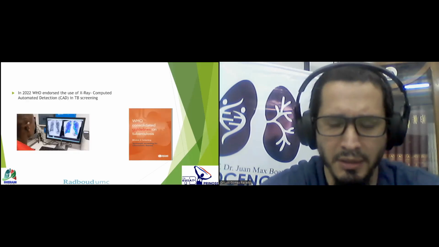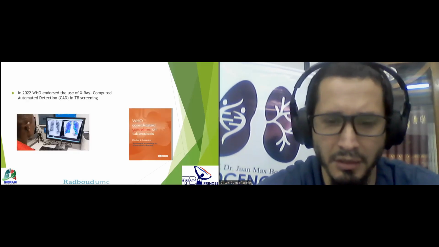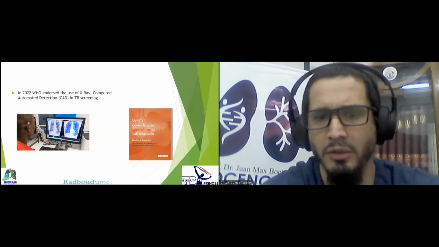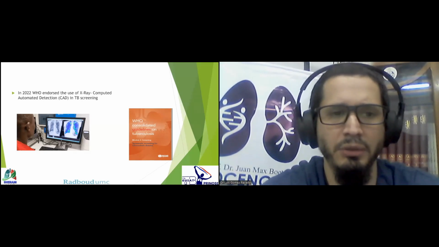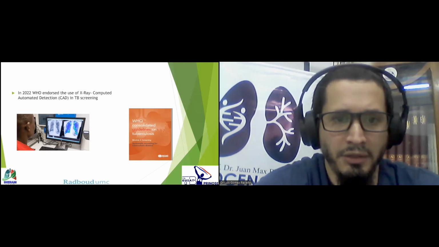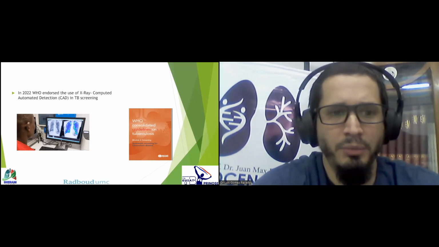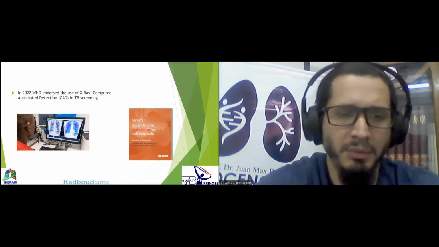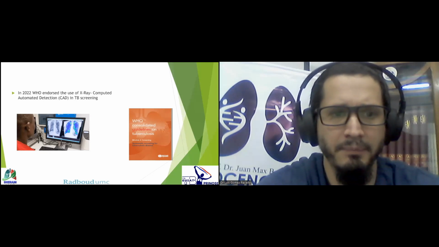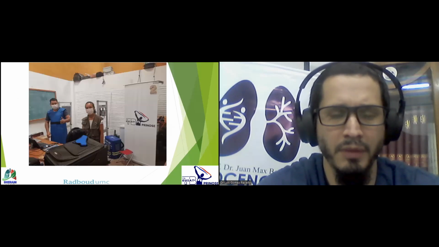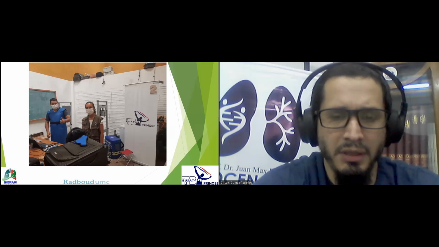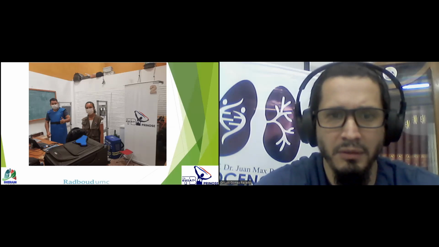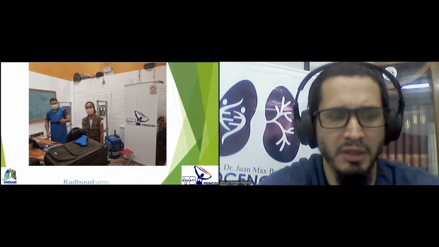As the WHO says, since 2022 it has endorsed the use of computer-aided detection, CAD, in TB screening. It's very quick, very easy to use.